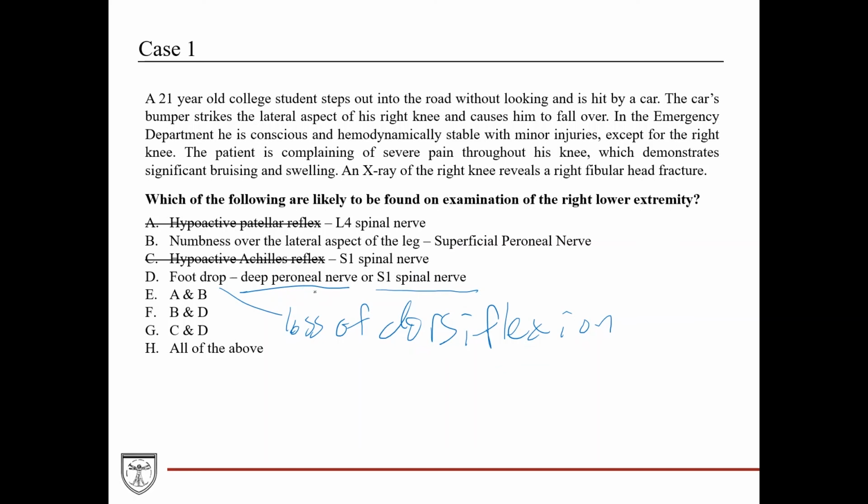Now, it's not just the deep peroneal nerve because you have this injury at the right fibular head. You have a fracture there. And so it's more likely that the common peroneal nerve was impacted. And so what's more likely is that you're going to have both of these symptoms, numbness over the lateral aspect of the leg and then foot drop. And so that's going to be answer choice F, B, and D.